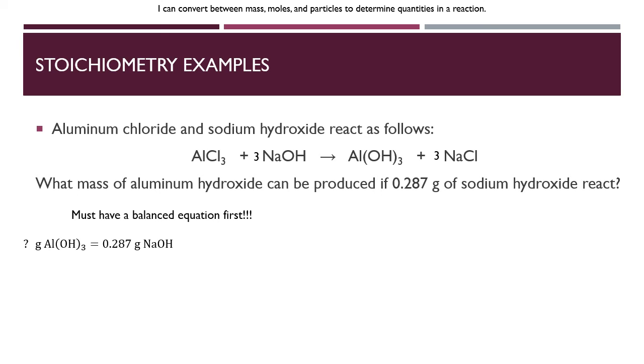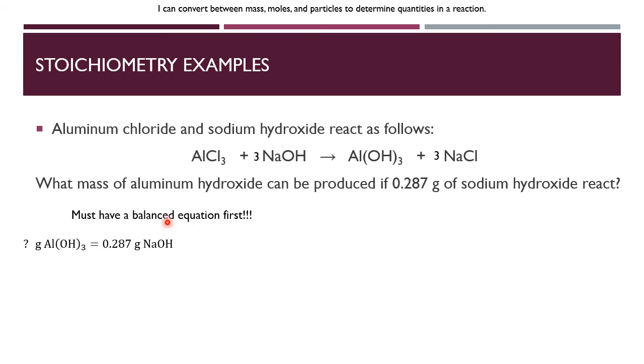So the question, what mass of aluminum hydroxide, Al(OH)3, and again, if you need to, just consult the equation to help you write these formulas. If you're not sure what the formula for aluminum hydroxide is, just go back and pick it out of the equation, and you should be able to figure it out pretty easily from there. And I want to know what mass of that can be produced if this 0.287 grams of sodium hydroxide react.